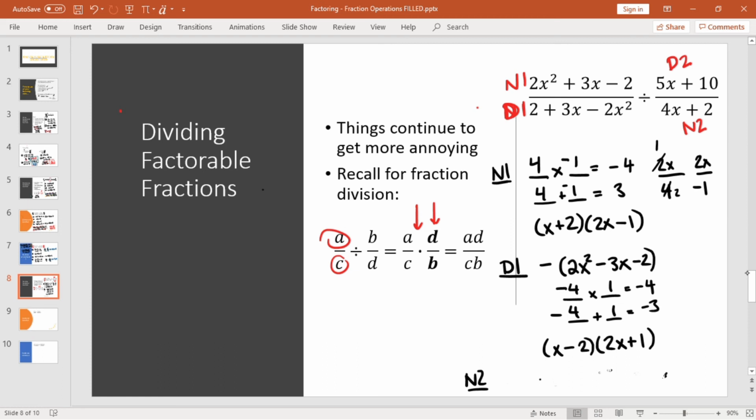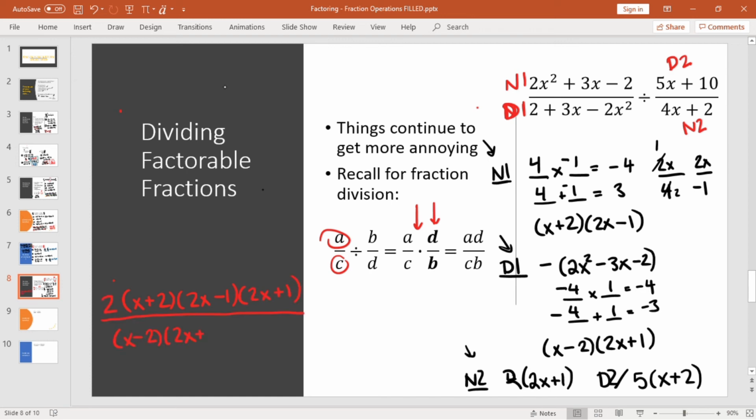So just looking at these numbers here so I don't get distracted by the picture when I'm rearranging this, and I'm going to switch to a color that I can write on black with because it's going to be big. So our n1, x plus 2, 2x minus 1, our n2, I'm going to take the 2, put in the front so I don't lose it, and then 2x plus 1. All of that over d1, which is x minus 2, 2x plus 1, okay, and then the 5, and another x plus 2.